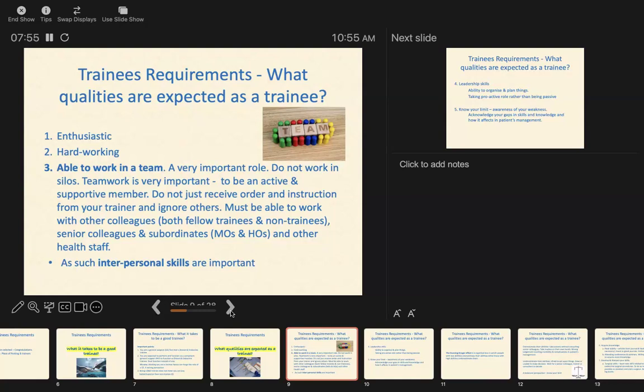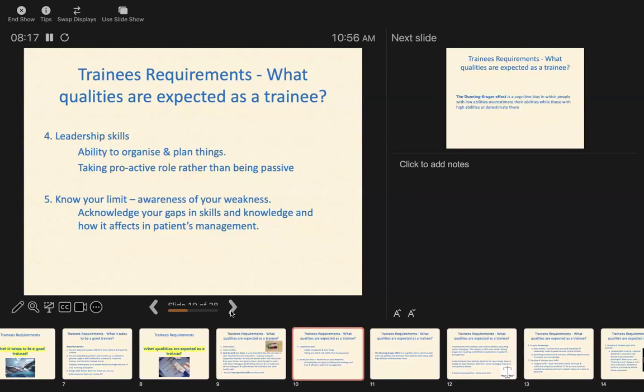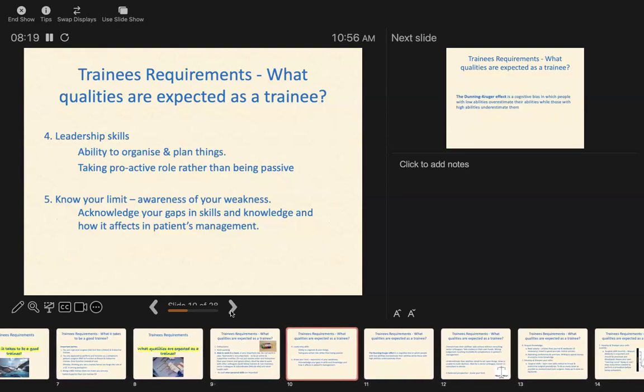You must be able to work with other colleagues, both your fellow trainees as well as non-trainees, and senior colleagues, subordinates, your medical officers and housemen and other health staff, namely the nurses and all. So if you are a team player, that's a very, very good asset. Interpersonal skills are very important. Next, we want to see in our trainees leadership skills, some kind of leadership, which I think is already emphasized during your master program as well, isn't it?